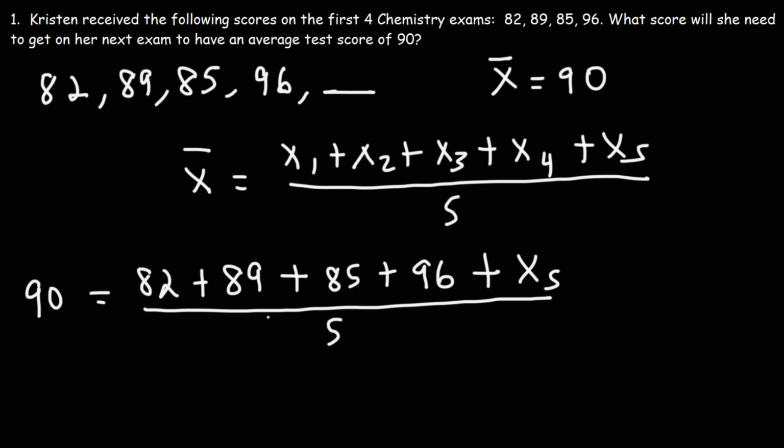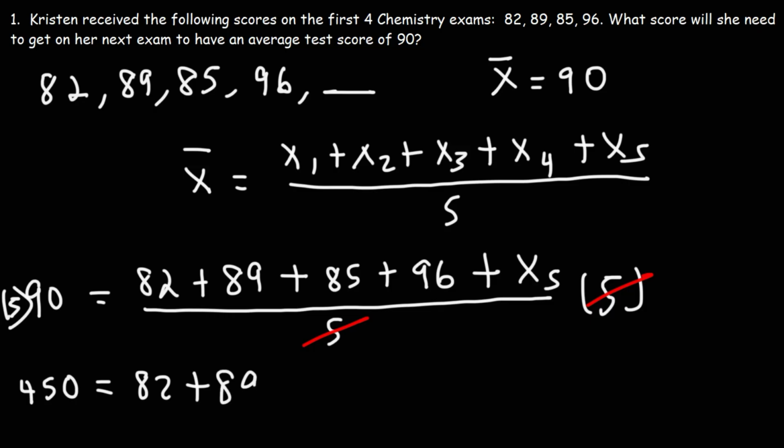Now, in order to solve this problem, we can cross multiply, or we could simply multiply both sides by 5. I think that's going to be easier. 5 over 5 is 1. On the left, we have 5 times 90. 5 times 9 is 45. So 5 times 90, if we add the 0, is going to be 450. So that's what we have at this point so far.